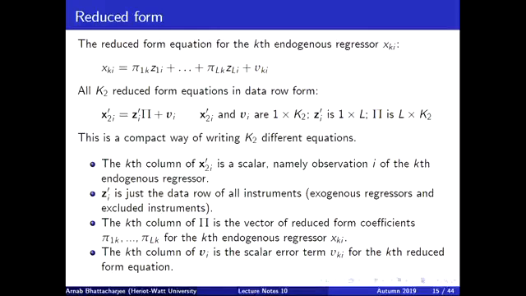Right. For the kth regressor, it is like this, and we have combined this together in this way. It is a compact way of writing down k2 different equations. Okay, the kth column of this x2 prime i is a scalar. It's the ith observation of the kth endogenous regressor, right? Zi is simply a data row of instruments. What are the instruments here? All the exogenous regressors plus all the excluded instruments. Everything is combined together, right? Okay.